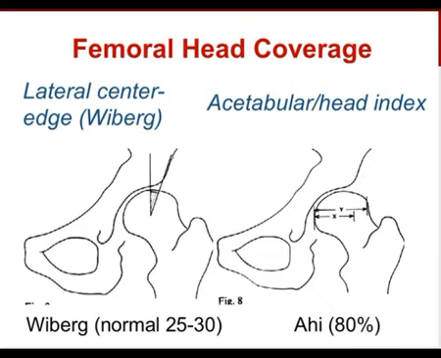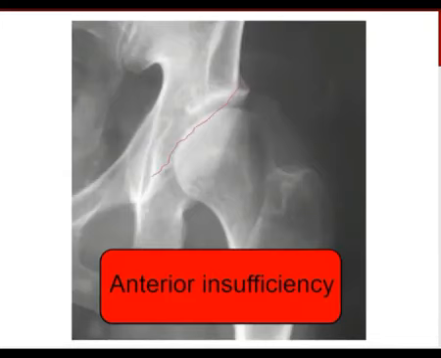Normal is about 25 to 30 degrees. You can see how this is drawn with a vertical line down to the center of the femoral head and a second line that goes from the center of the femoral head out to the lateral edge of the acetabulum. And again, if you have less than 25 or 30 degrees, you have an uncovered femoral head and likely a dysplastic hip. Should recognize that the anterior insufficiency is a concern as well.